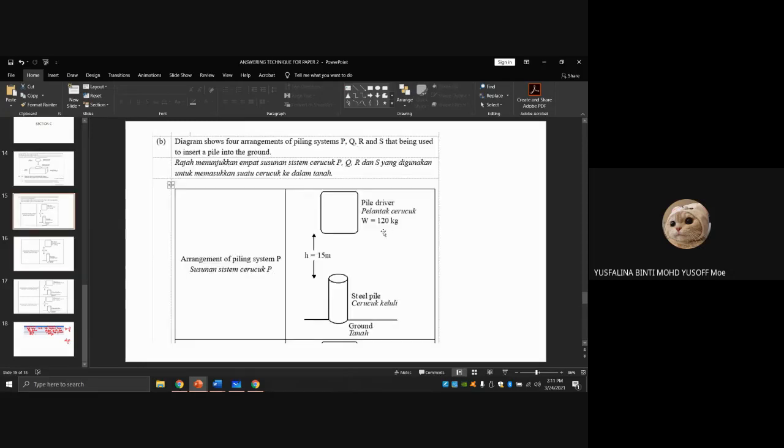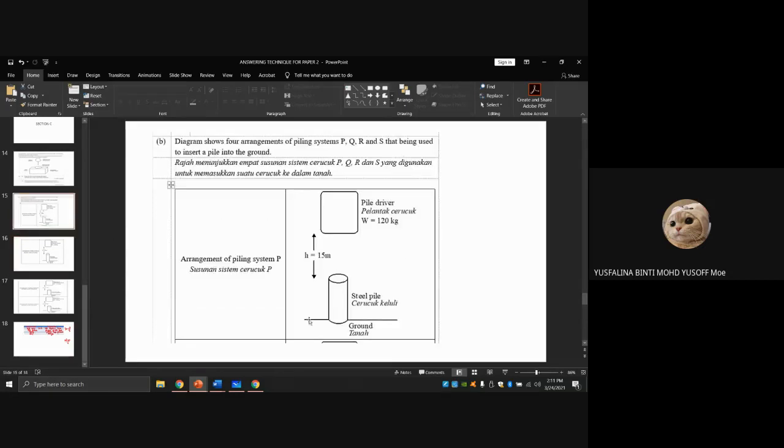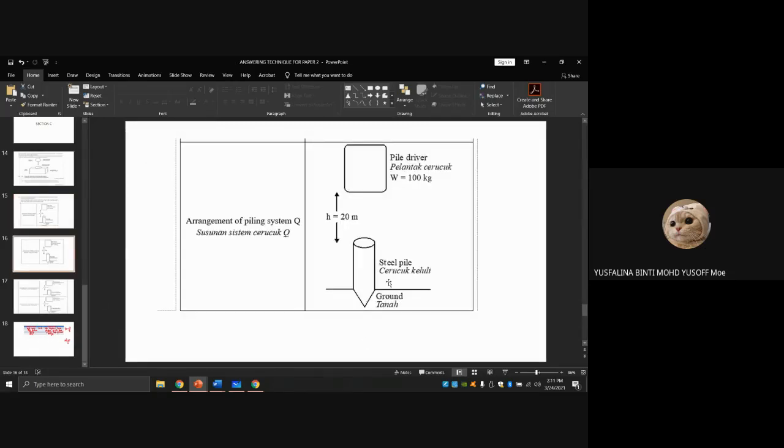This one the weight is 120, but the height is higher. But this one is 100 and the height is 20. But this one they don't have a sharp one. This one they have a sharp base. Right, so the answer should be Q.